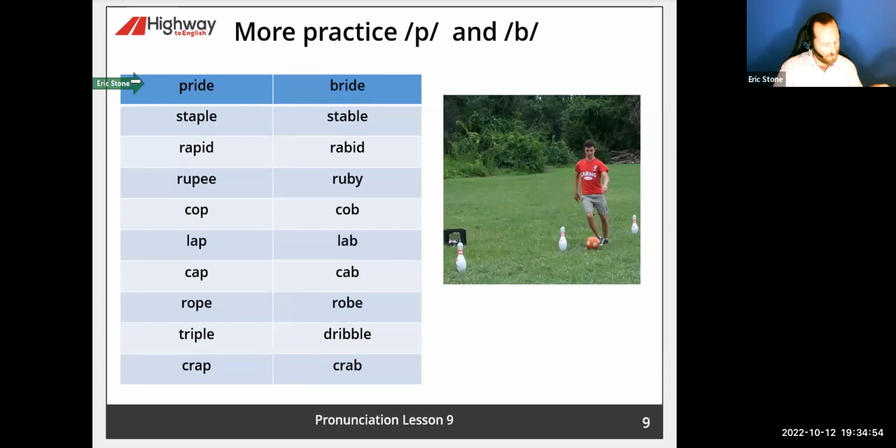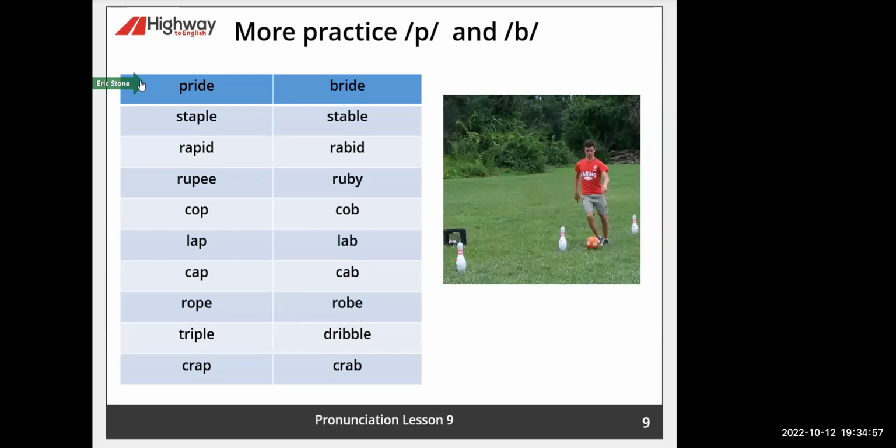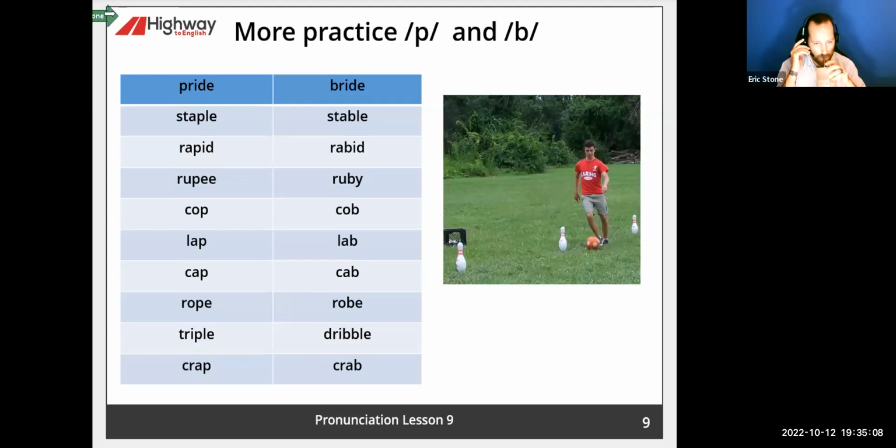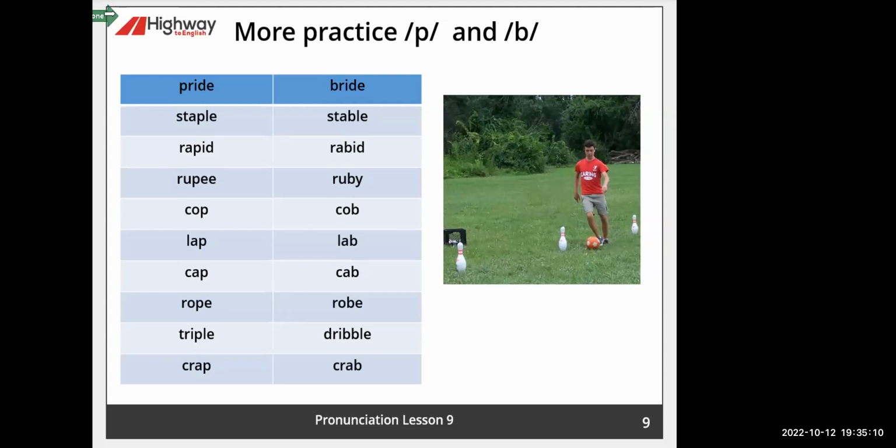All right, go for it. Pride, pride, staple, staple, rapid, rapid, rupee, ruby, cup, cup, lap, lab, cap, cap, rub, rub, triple, dribble, crab, crab.